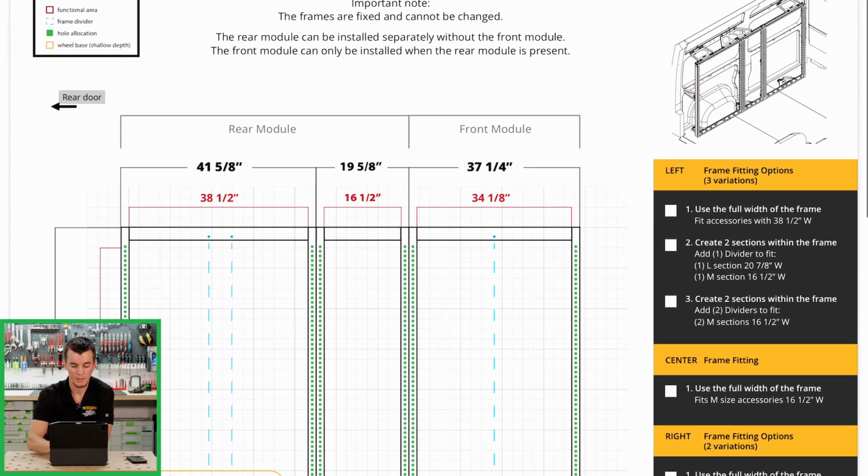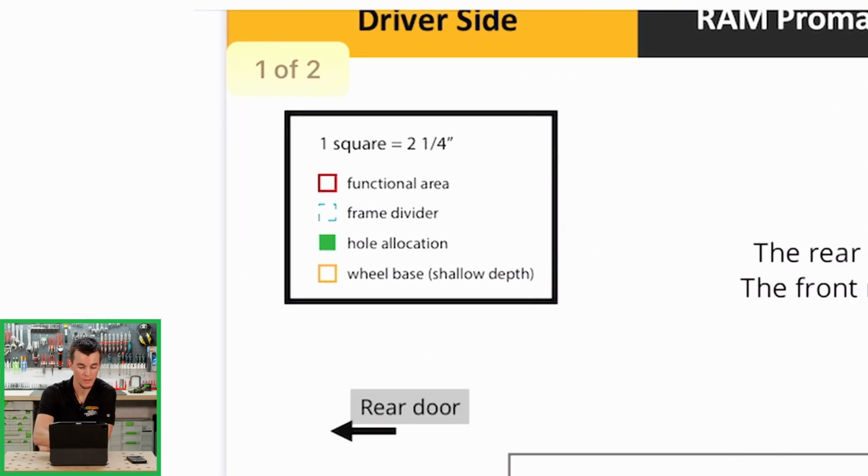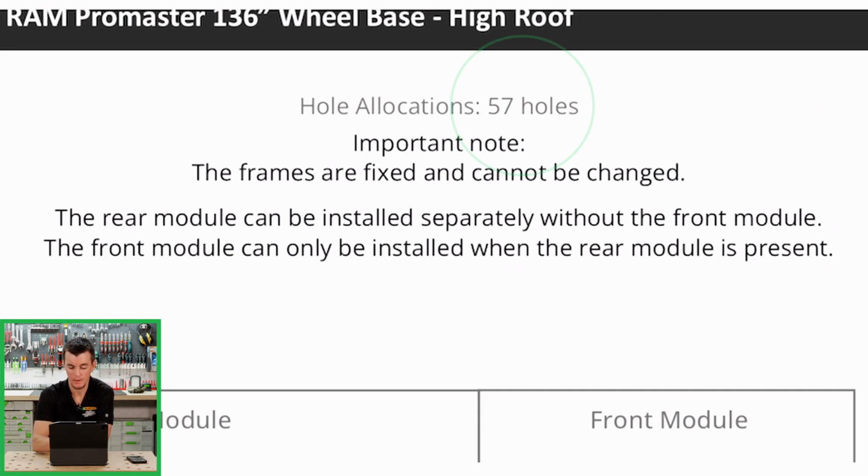And this is what you're going to see when you open a frame map. So if we look up here, we're going to see the blue lines are the frame dividers. We've got the red is the functional area. The green is the hole allocation. And then we also have a call out for our wheel well. You can see here, it tells me at the top that there are 57 holes in total on this frame.